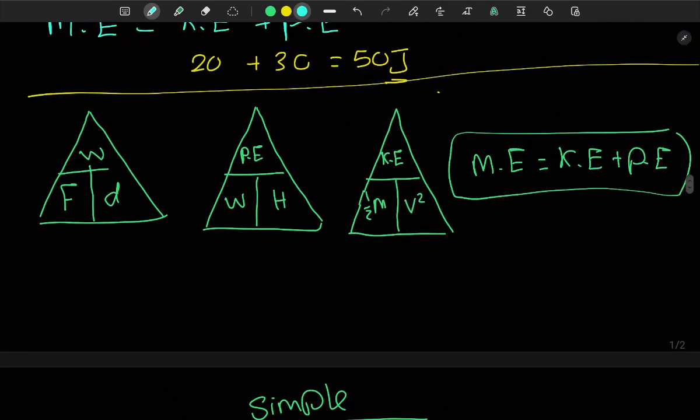And here we have the four laws in this lesson. Work equals force times displacement, potential energy equals weight times height, kinetic energy equals half mass times v square, and the mechanical energy equals kinetic energy plus potential energy.